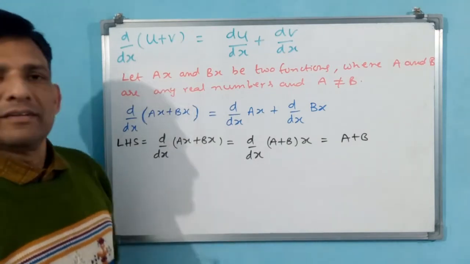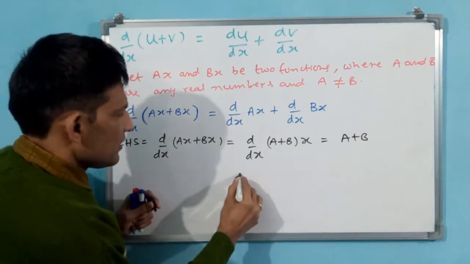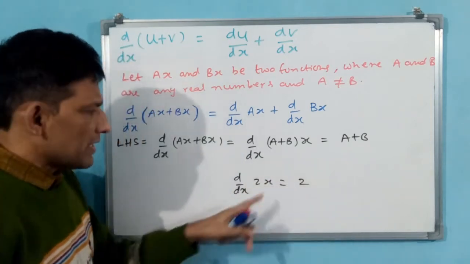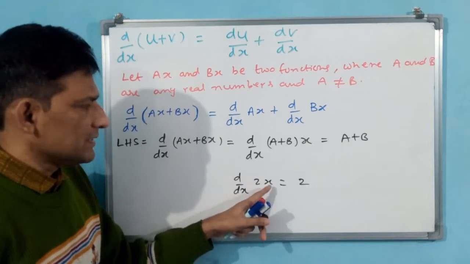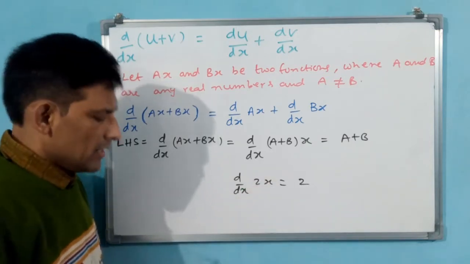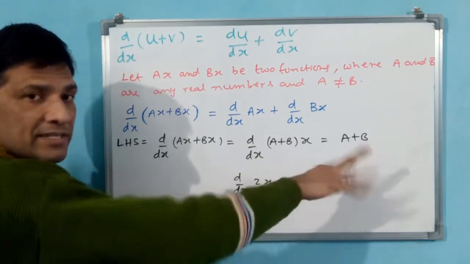Is it okay? Yes. Why? Because we have seen d by dx of 2x is equal to 2. Why? Because x is not having any power, then 1 into x power 0 will become. That's all. Okay. Now LHS is A plus B.